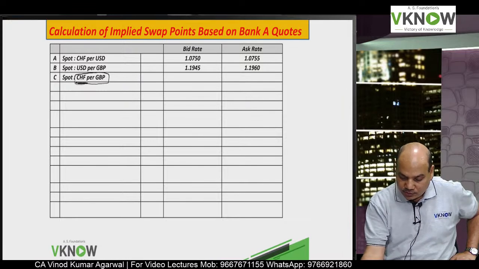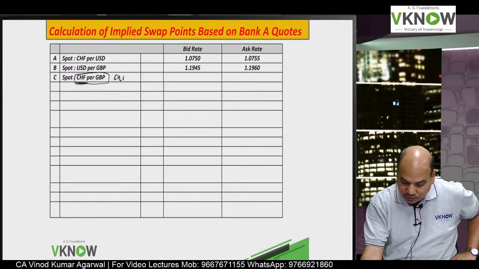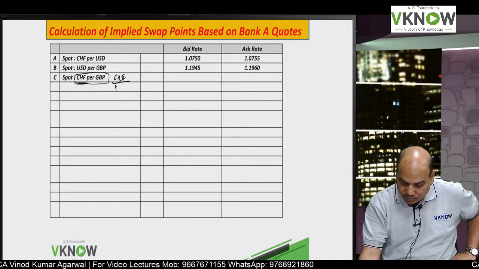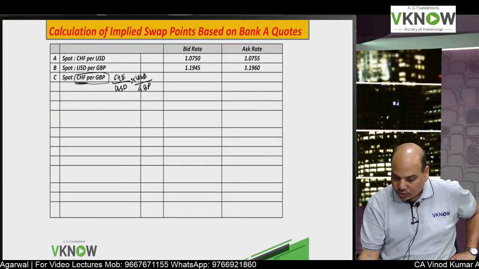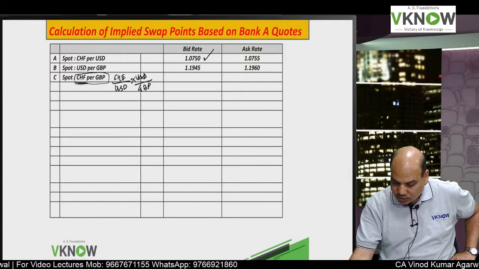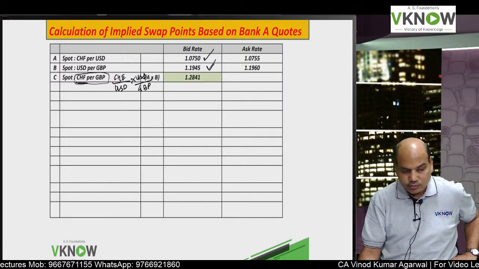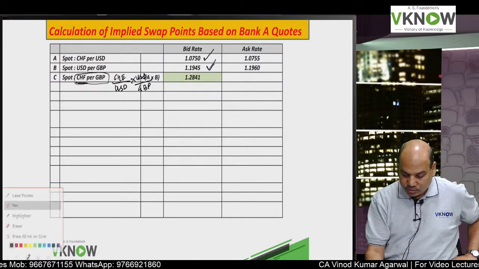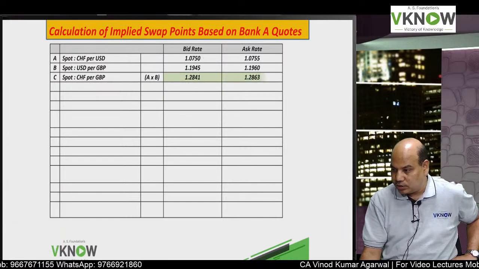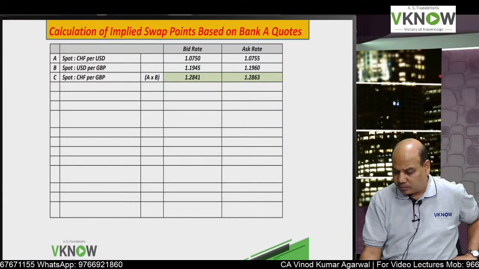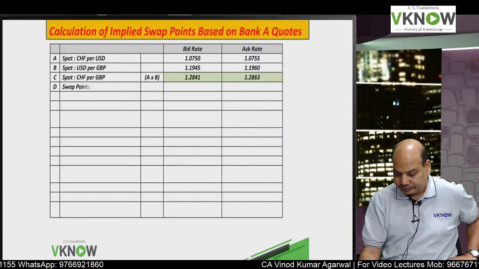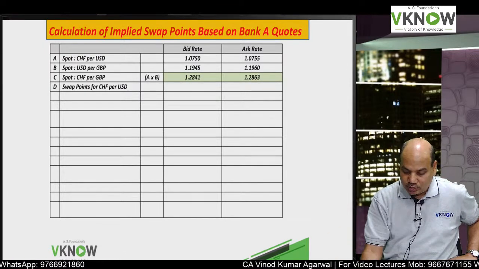CHF per GBP will be CHF per USD multiplied by USD per GBP. So this is CHF per USD, this is USD per GBP. So directly multiply A into B, A into B, A into B: 1.2841, 1.2863. Now we'll solve in the same way.